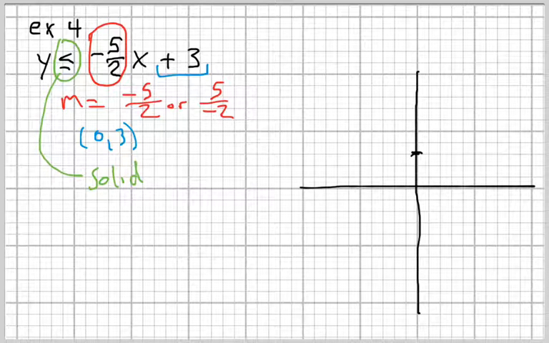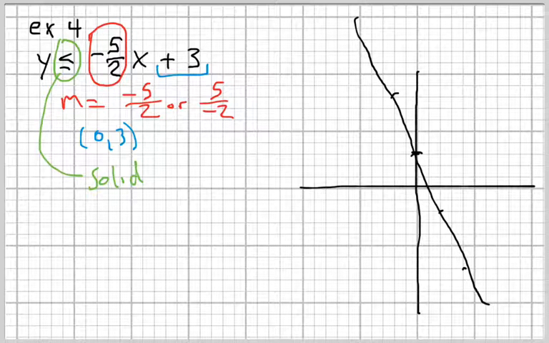And then we need to go ahead and use our slope. So down 5 and to the right 2, which is right here. We do that again, down 5 and to the right 2, which is right here. And we can go up 5 and to the left 2, which is right here. So now we can go ahead and draw our line. Obviously graphing on paper with a ruler is a little bit easier than what I'm doing here. So here is our line.